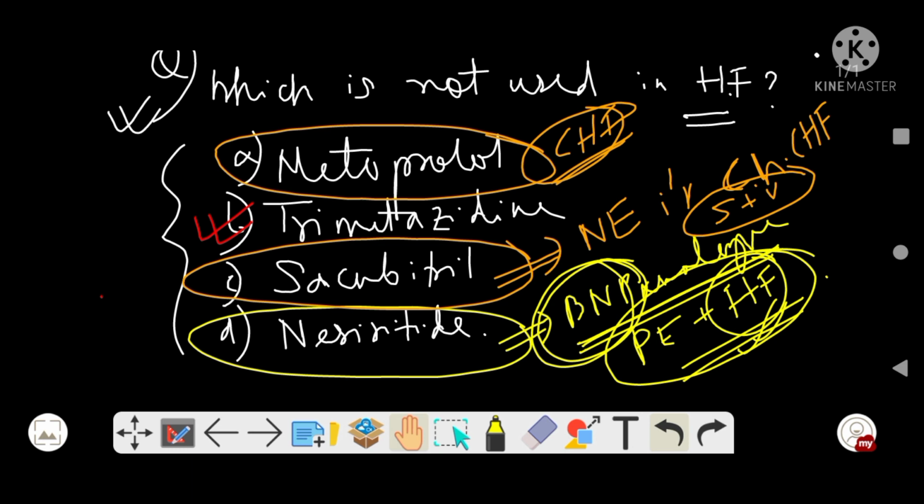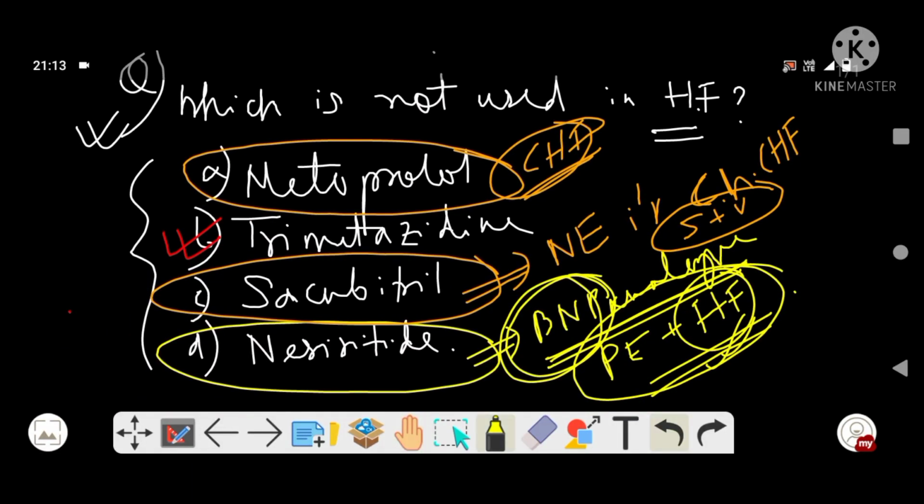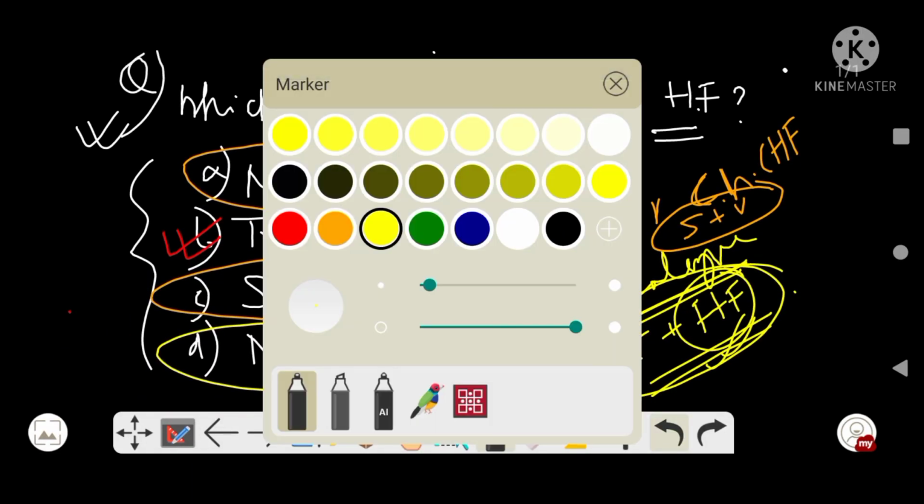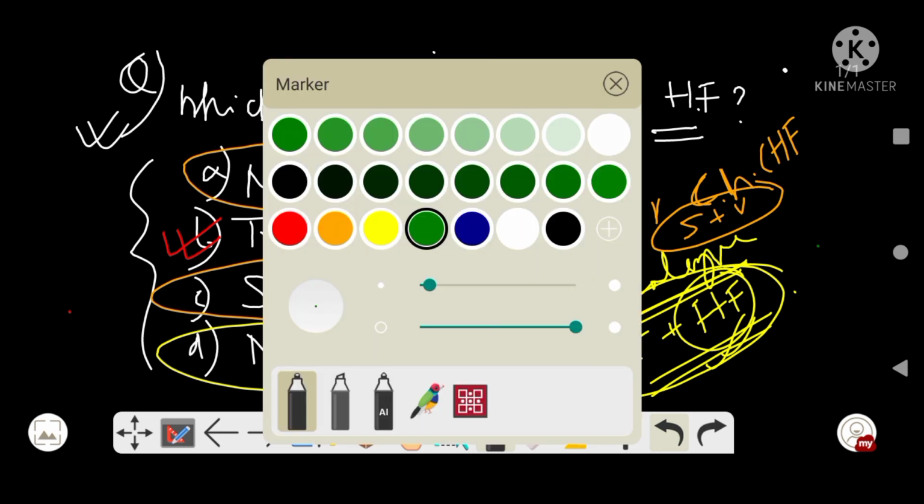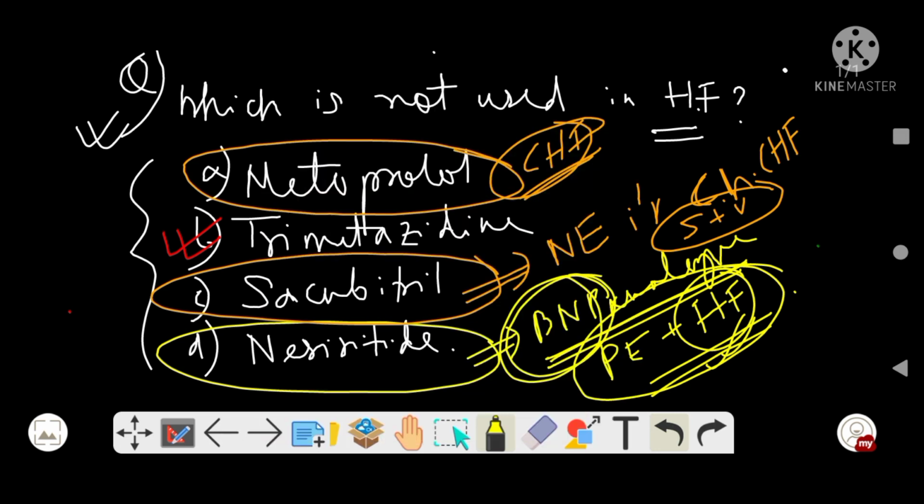So I will revise this topic again for you. Your question was, which one of these is not used in heart failure? The options were metoprolol, trimetazidine, sacubitril, nesiritide. Nesiritide is a BNP analog and it is used in pulmonary edema with acute heart failure. So definitely nesiritide is used in heart failure.